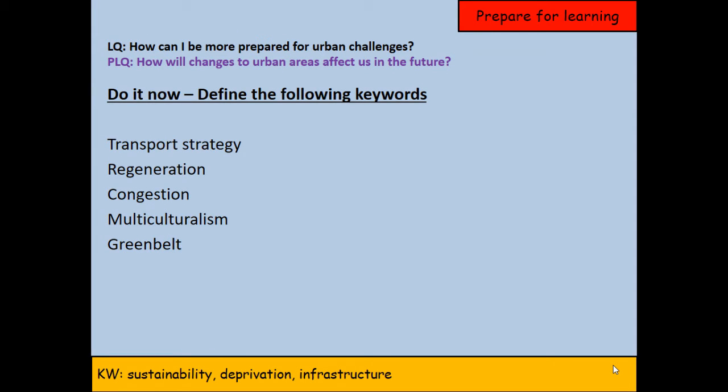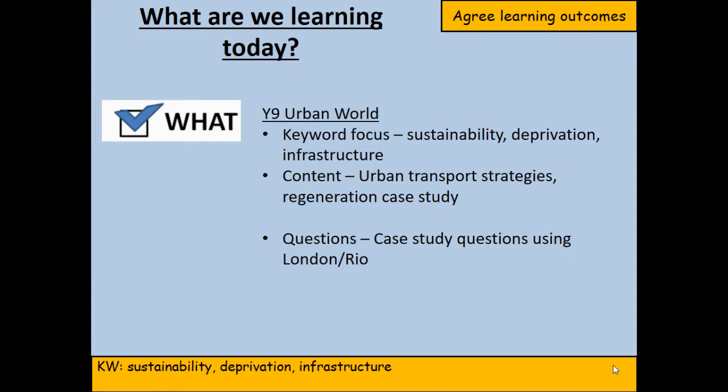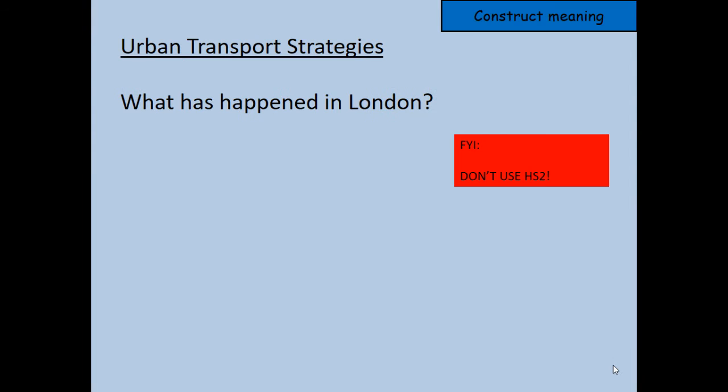So the keywords that you'll need to know here are transport strategy, regeneration, which you've already looked at, congestion, multiculturalism, and green belt. So, urban transport strategies. What's happening in London? Now, you can use London for an urban transport strategy, or you can use Curitiba. I would probably use Curitiba because you can explain it in more depth because the bus system is so good.